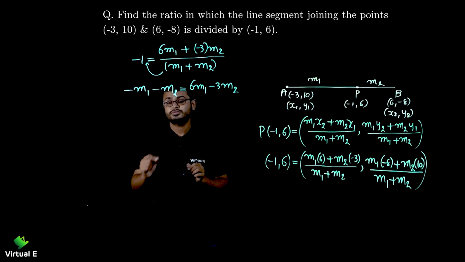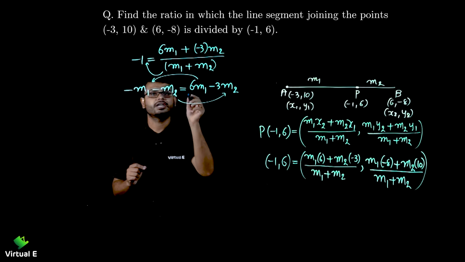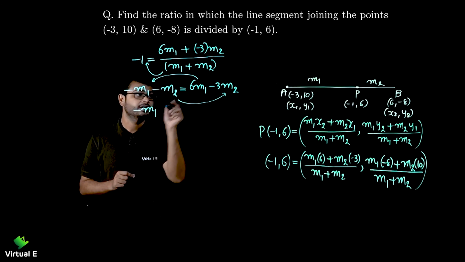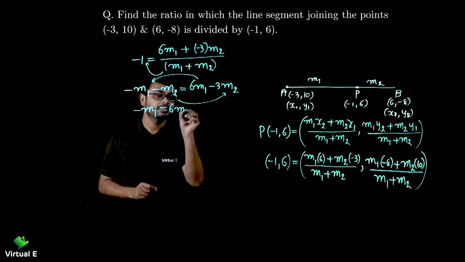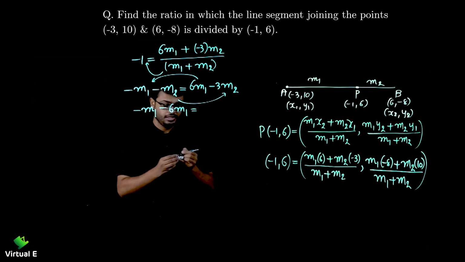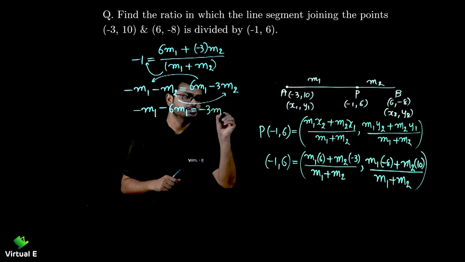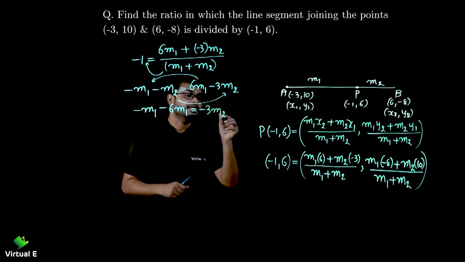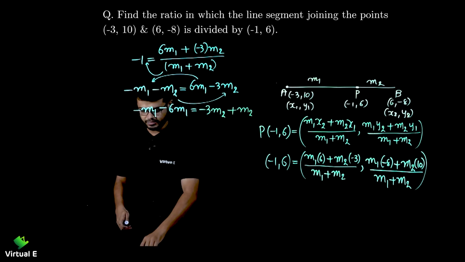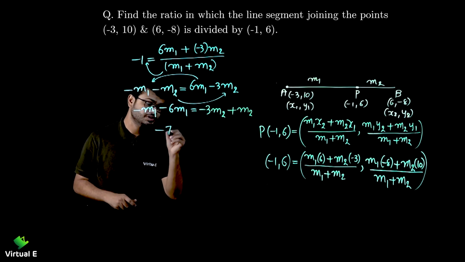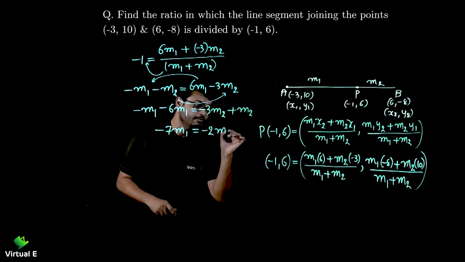Write properly. The value is very important. Let me shift all m1 on one side and m2 on the other side. So minus m1, this 6m1 that is positive will become negative 6m1, and on the right side it will be minus 3m2 as it is. Okay, as it is. Then minus m2 I am shifting, that will become plus m2. Done. So if I solve it now, it will be minus 7m1 is equal to here minus 2m2.